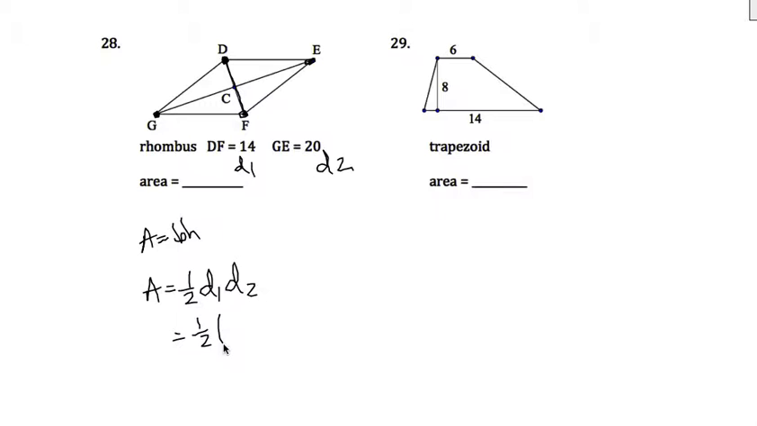So it's 1/2 diagonal 1 of 14 multiplied by diagonal 2 of 20, which ends up giving me a total of 140 for my area.